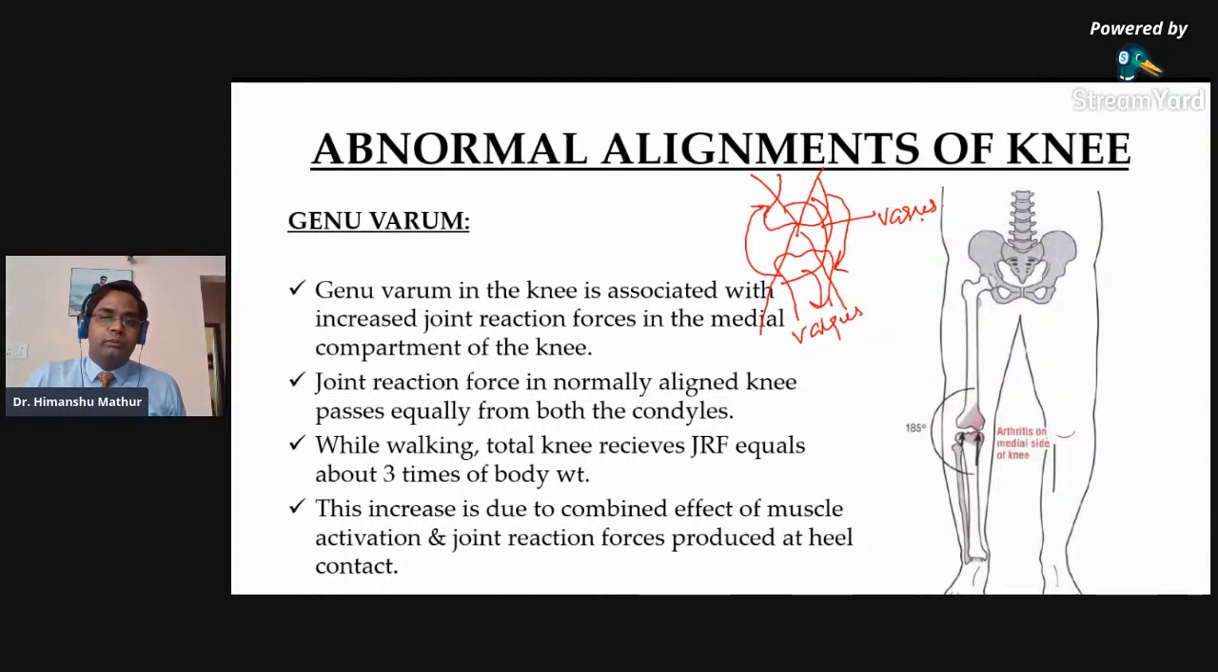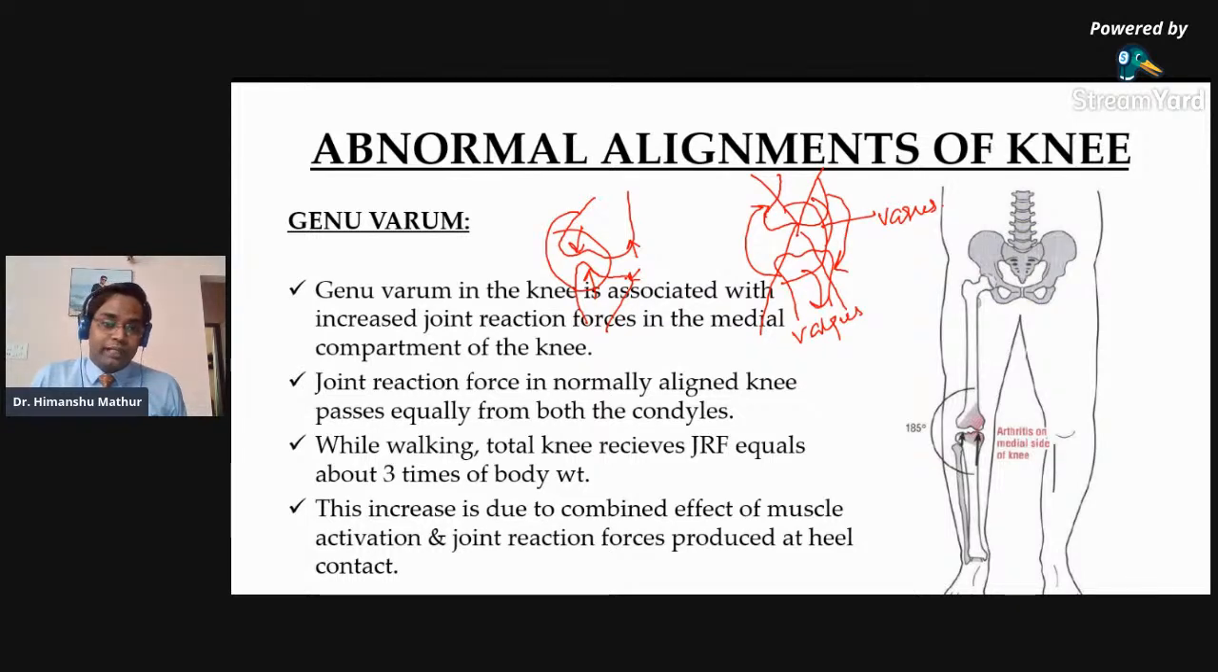Now, genu varum, popularly known as bowlegs, comes with increased joint reaction force. Consider one important thing: if it is bowlegs, you have your knee like this and like this. So there is increased compressive loading at the lateral compartment and reduced compressive loading at the medial compartment.